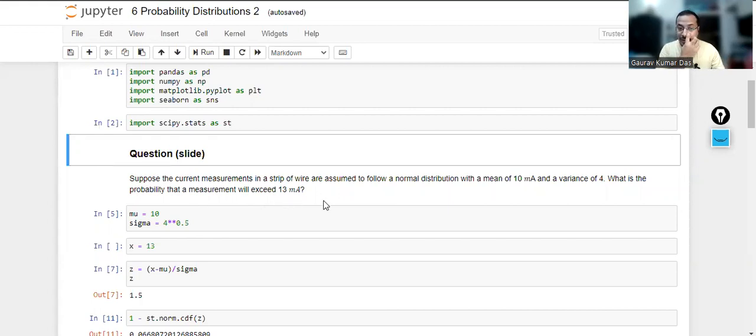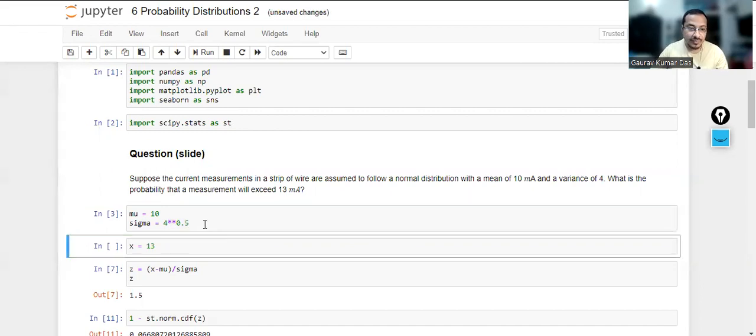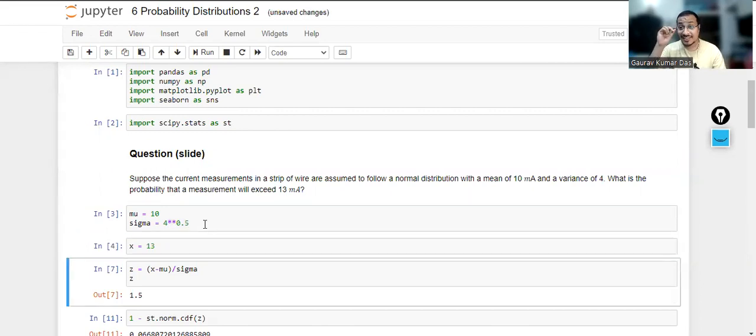Now, as we all know, in continuous distributions we do not calculate the probability of an event at a particular point. We always calculate between a range, or less than or greater than. Typically, we calculate cumulative probabilities in continuous distributions. So here my mu is 10, my sigma will be root over 4, which is 4 to the power of 0.5, so sigma will basically be 2. And my x is 13, because that is the point after which we want to calculate the probabilities.